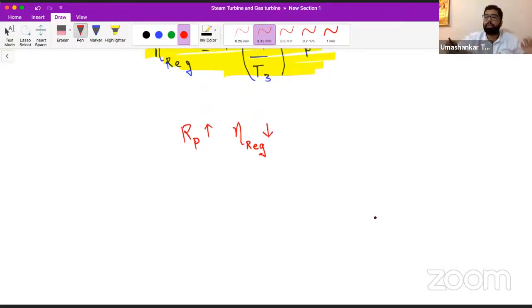So is the effect of regeneration clear or not? With regeneration, if we increase the pressure ratio, the efficiency is going to decrease. Is that clear or not? Tell me.